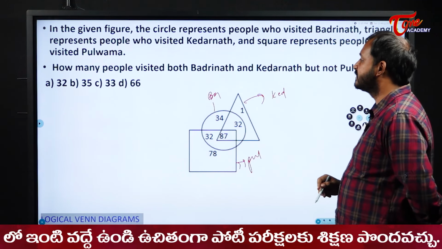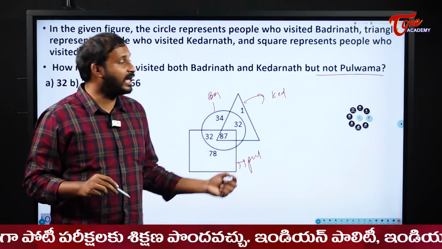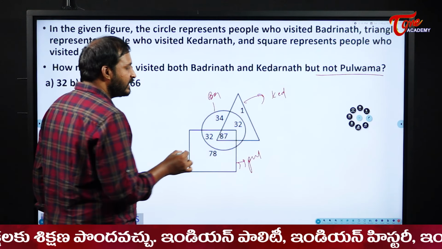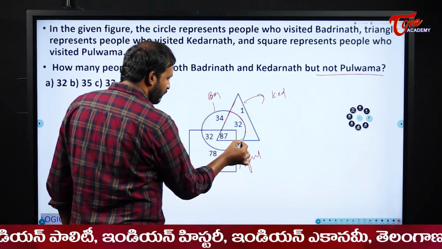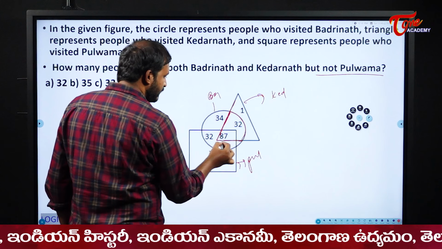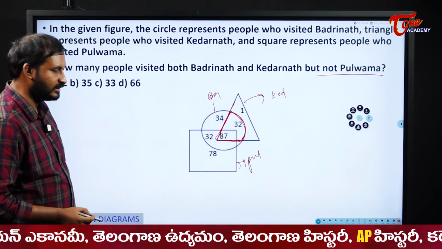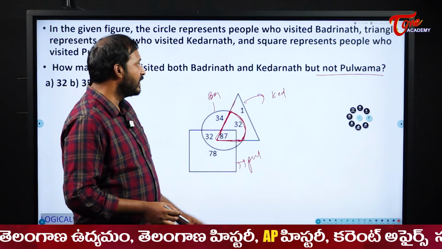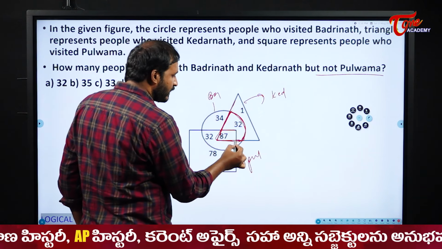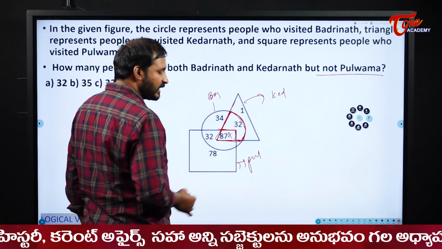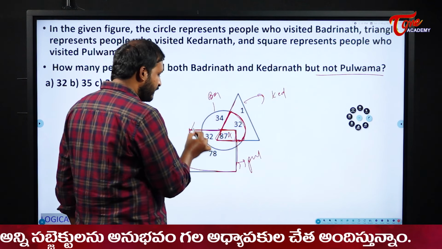Okay, next. How many people visited both Badrinath and Kedarnath but not Pulwama? Now see here, both Badrinath and Kedarnath. First, what is the combination between Badrinath and Kedarnath? Please observe this one. This is the combination of Badrinath and Kedarnath, the circle and triangle combination. And very clearly they are telling not Pulwama. So this portion also has Pulwama, so it should not be considered. Pulwama should be completely deleted.